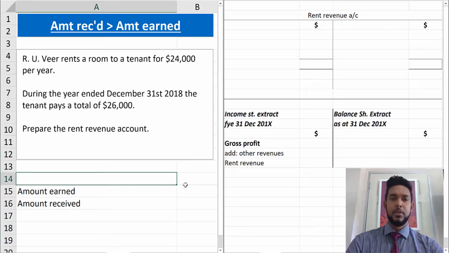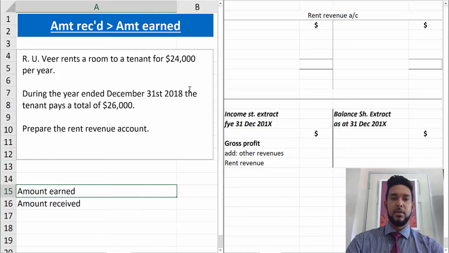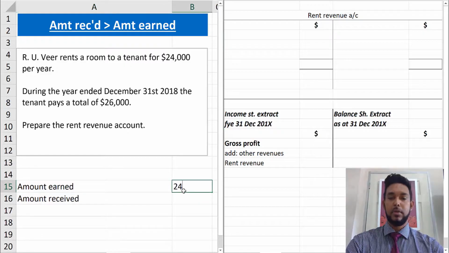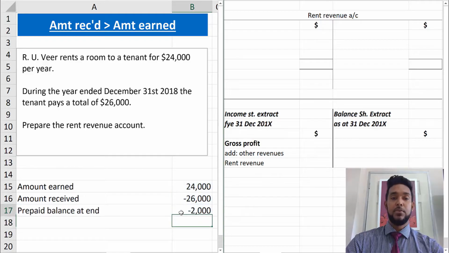Ooh, okay. So let's take a look. Analysis. Whoa, why does it do that? All right, so let's just zoom out a little bit. All right, so $24,000. We received $26,000. So think about it. If we receive more than we were supposed to, it means that the amount for rent revenue has been overpaid. Or maybe the tenant has paid in advance for the following year, 2019, which means there's going to be a prepaid revenue at end, right? And we can see that, $2,000.